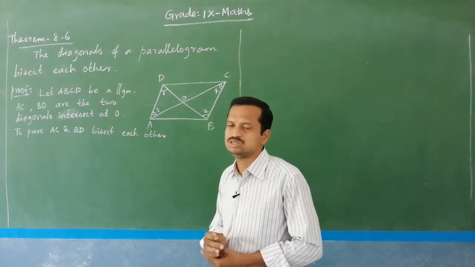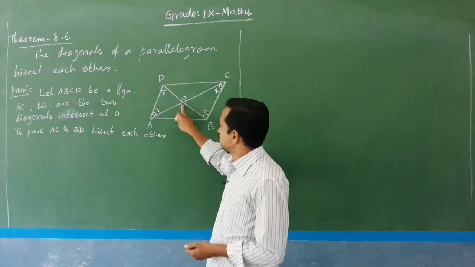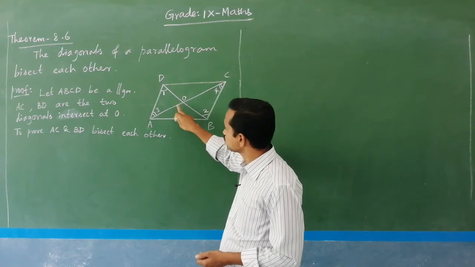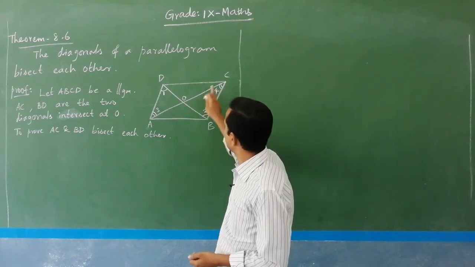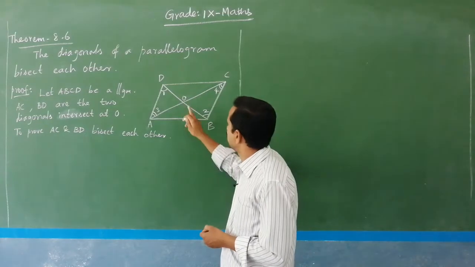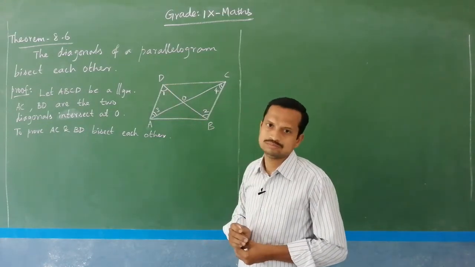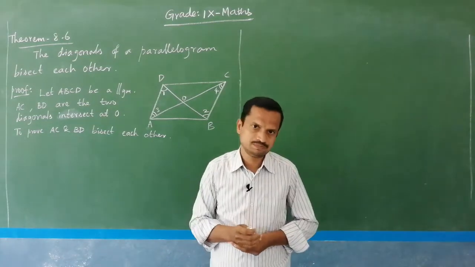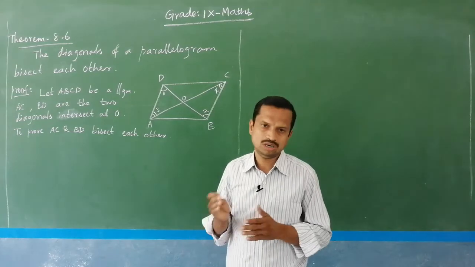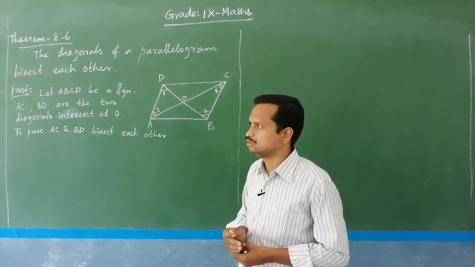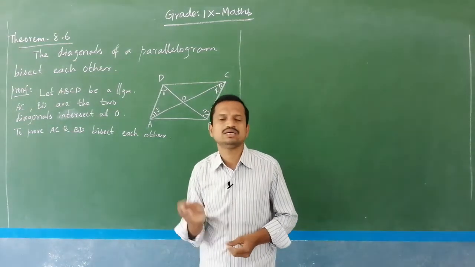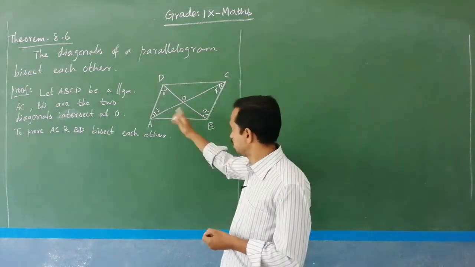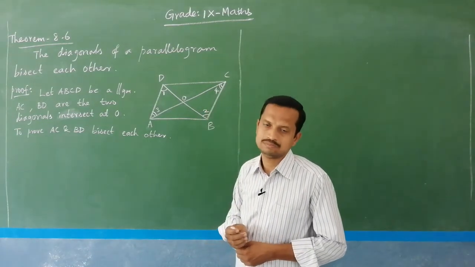So, bisect means what? Suppose the two diagonals meet at O, then OA and OC should be equal and OB and OD should be equal. Only then can we say both diagonals bisect each other, one diagonal bisects the other. In short, we can say the two diagonals bisect each other. That means O should be the midpoint of AC as well as BD. So, that we have to show.